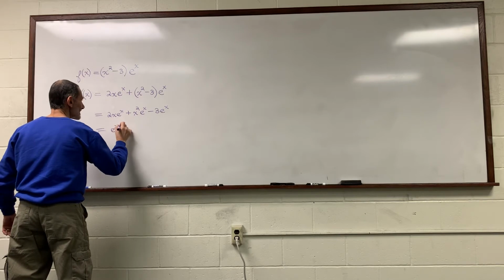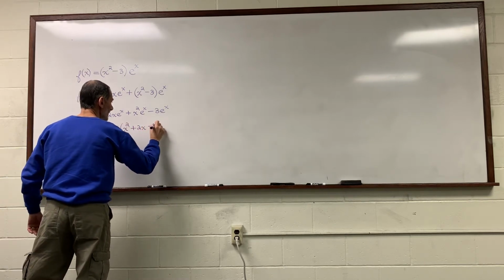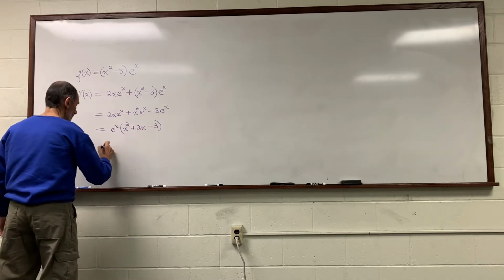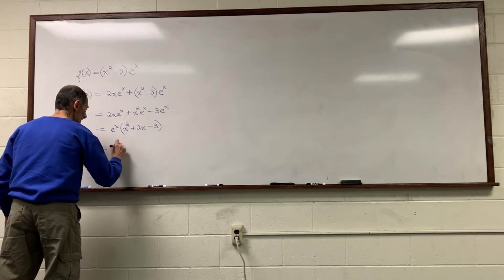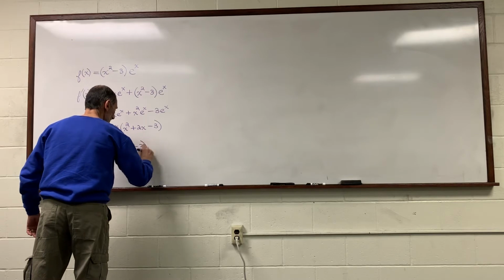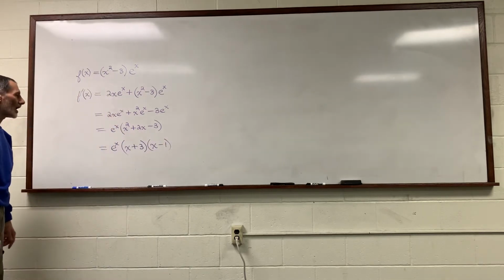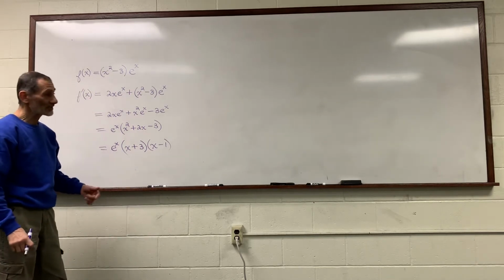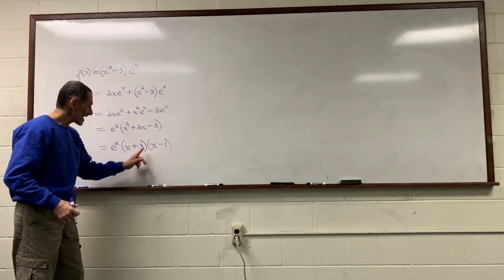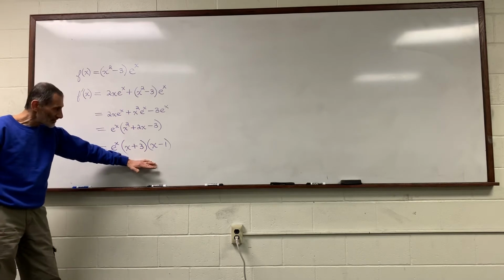factorization: e to the x times x squared plus 2x minus 3. Is it fully factored yet? Of course not, because this quadratic is factorable. And we have e to the x times x plus 3 times x minus 1. Always check your factorizations. You are never too experienced to say, I never make a mistake. X squared minus x plus 3x is plus 2x minus 3. Okay, there's our fully factorized derivative.